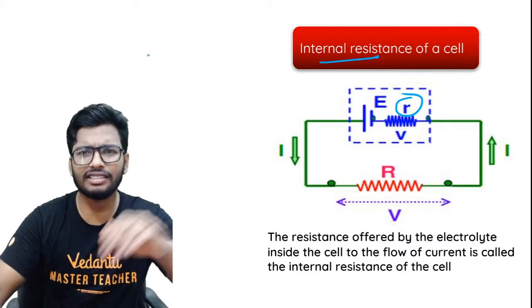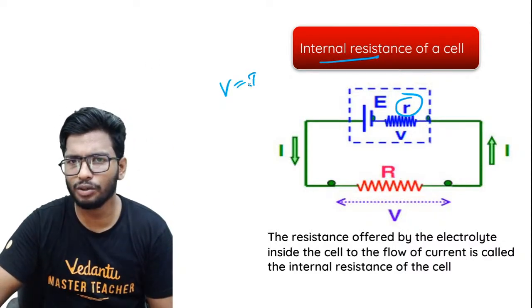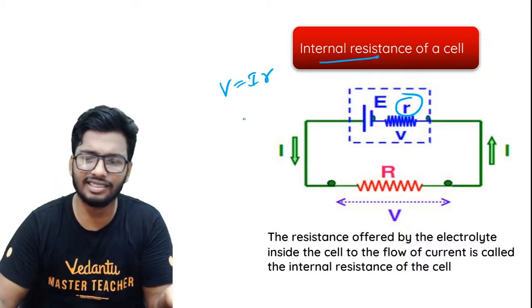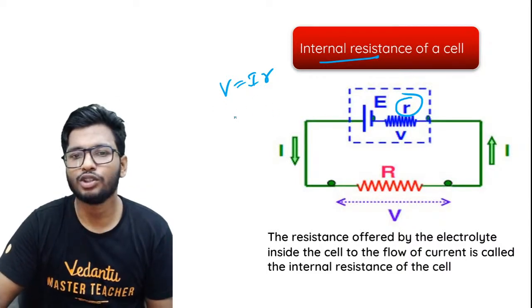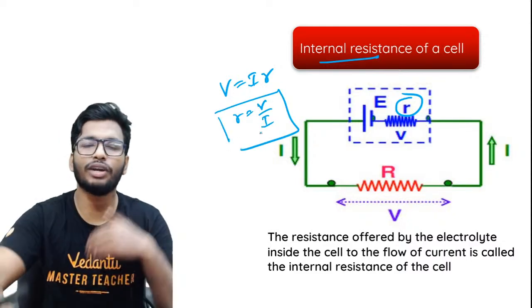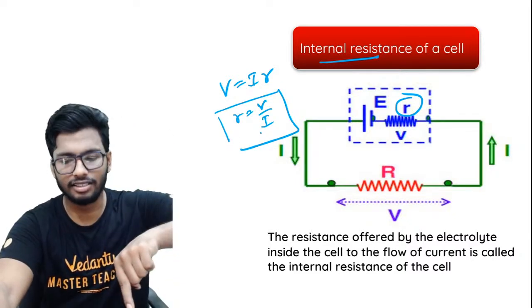The formula remains the same from Ohm's law. V is equal to I into R is the formula. Now here it is small v, the current is still the same, and R would be small r. So small r is equal to small v by I would be the basic formula to get the internal resistance of the cell.